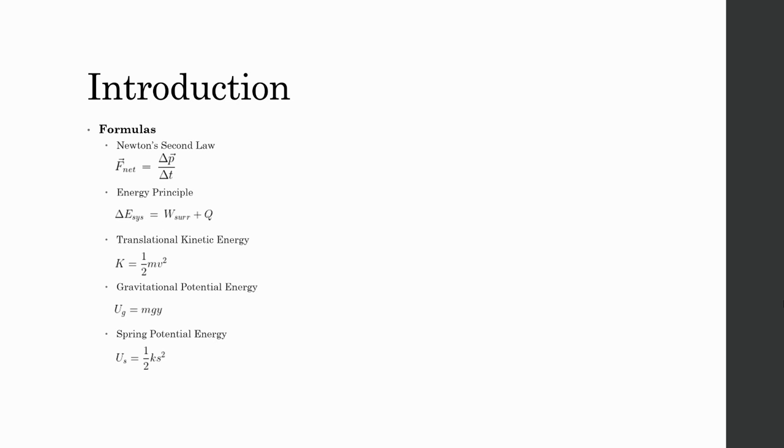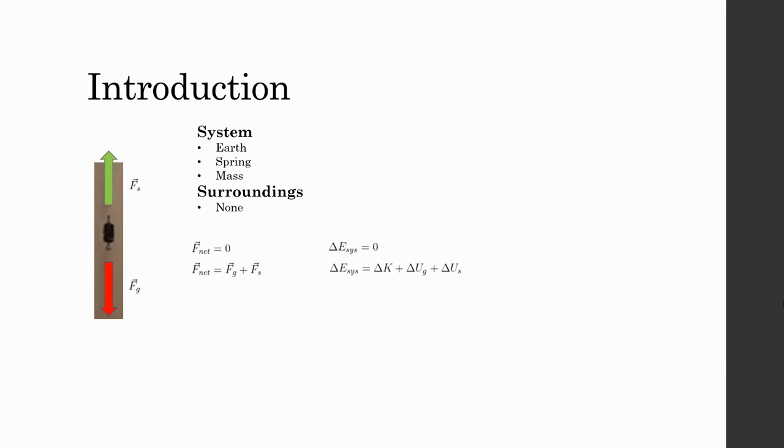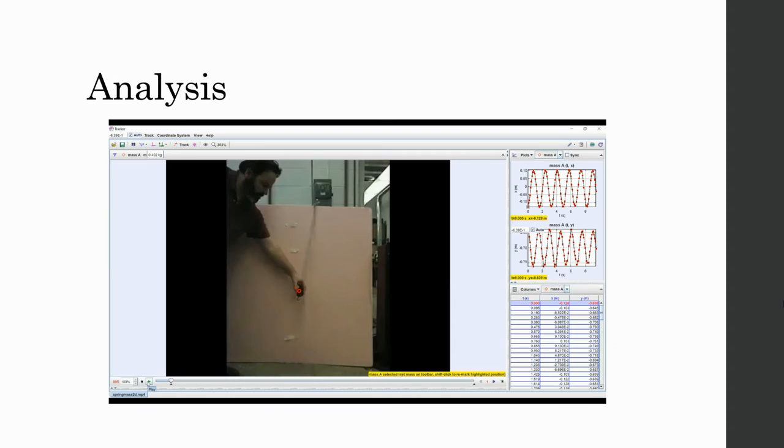Here are the formulas used in this lab. These formulas will be present in our GlowScript code. Here is a model of our experiment. The system is the Earth, the spring, and the mass. There are no surroundings.